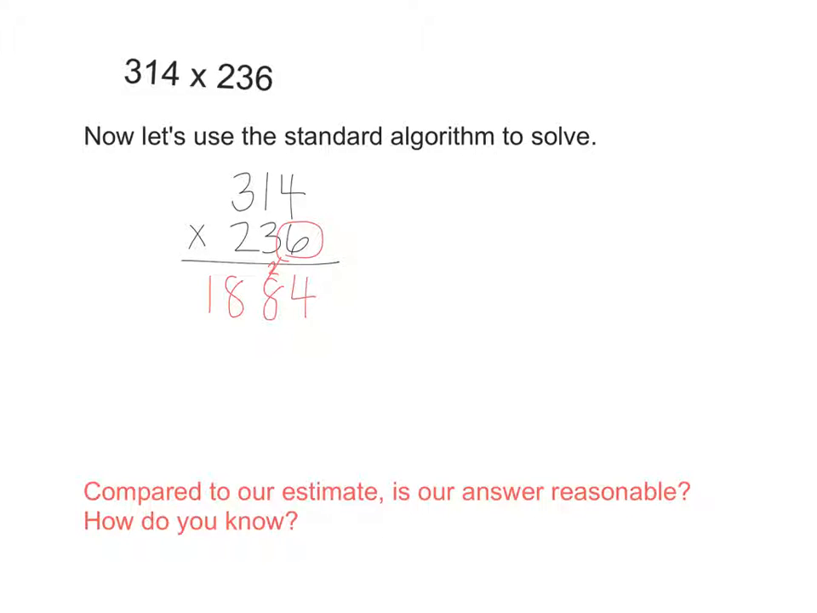Okay, now I'm going to work with the tens. So I'm going to add a 0 here. 3 times 4 is 12. I'm going to write the 1 right there. Okay, 3 times 1 is 3, plus 1 is 4. And then 3 times 3 is 9.